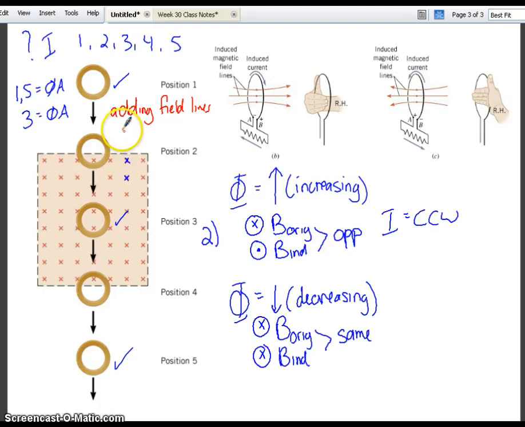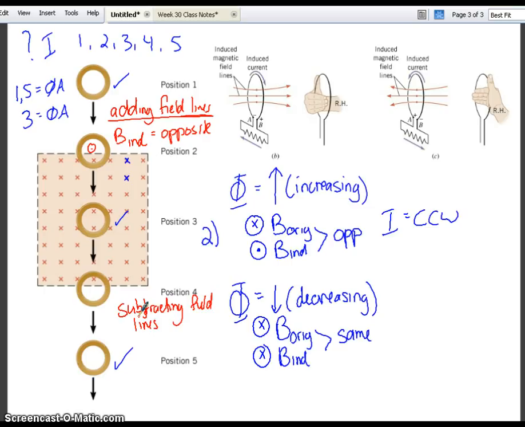So therefore, the magnetic field due to the induced current had to be opposite. Because we were adding field lines, we had to subtract. If the field lines were going into the page, due to this current, it wanted to come out of the page. Okay? Down here, we are subtracting field lines.